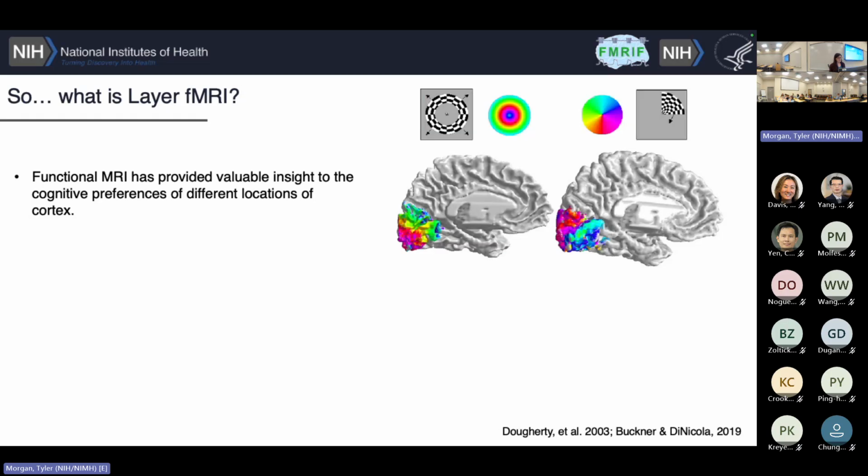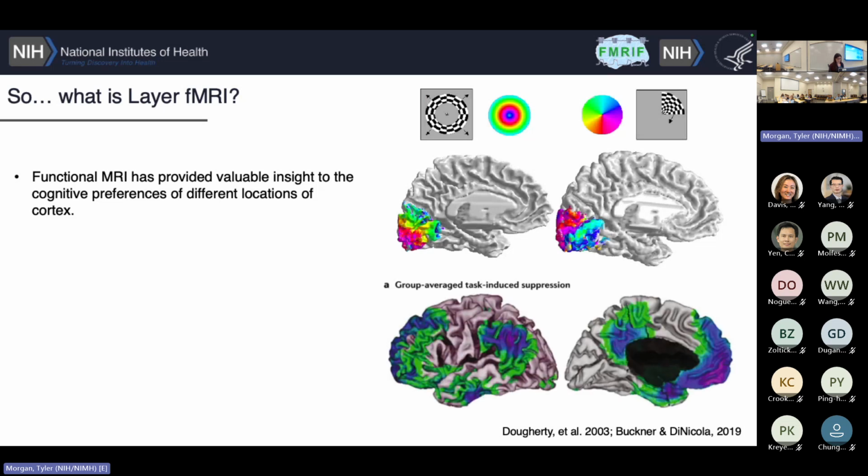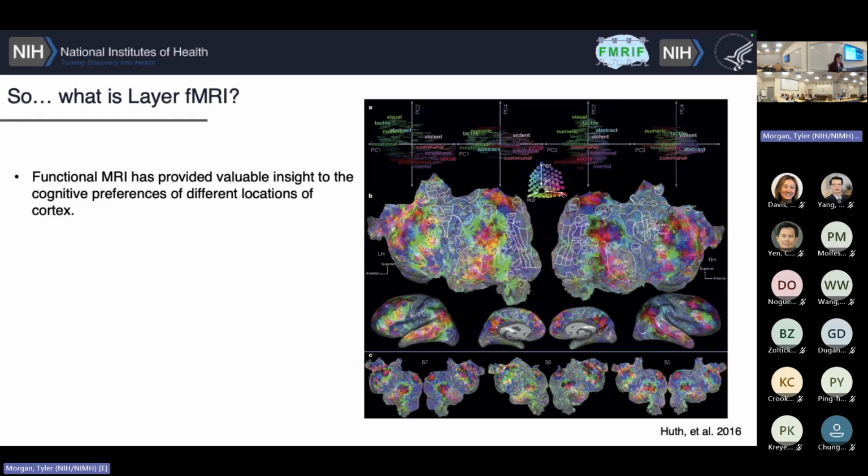That's given us really cool types of information about the brain, things like retinotopy, which is a topographic organization associated with how we see vision. But you can also have crazy things like task-induced suppression. We had a talk about this earlier in the week, where we heard about suppression in the default mode network. That's what we're showing here. But it can get really complex really, really quickly.